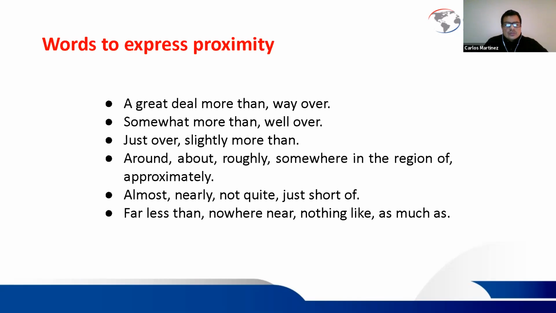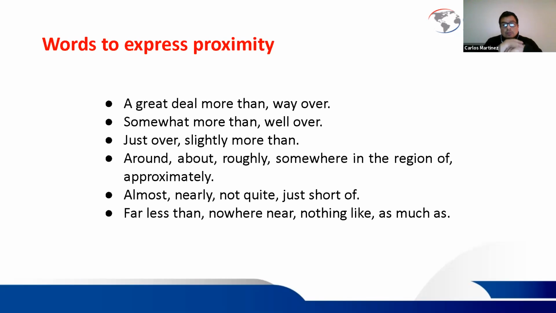Okay, just over or slightly more than. That means that the difference is very little. The difference is very, very little. And around, about, roughly, somewhere in the region of, and approximately. So we're not sure, but say for example, to talk about the population of Peru, we'd say it's around 34 million. Okay, so I'm giving you an approximate, roughly 33 million. Okay, or somewhere in the region of 34 million.